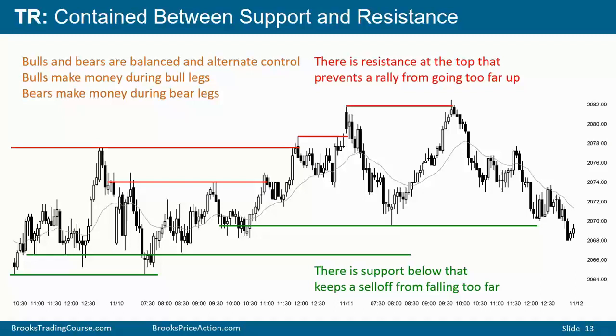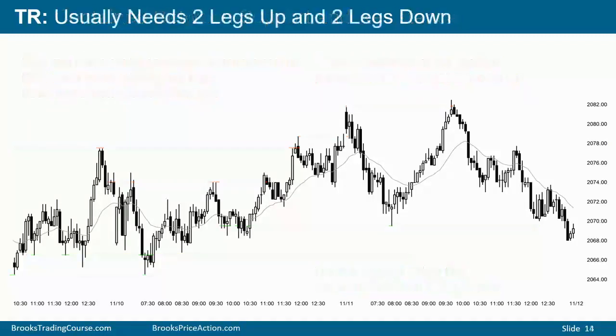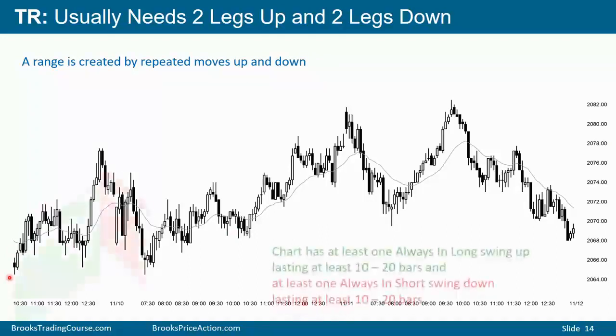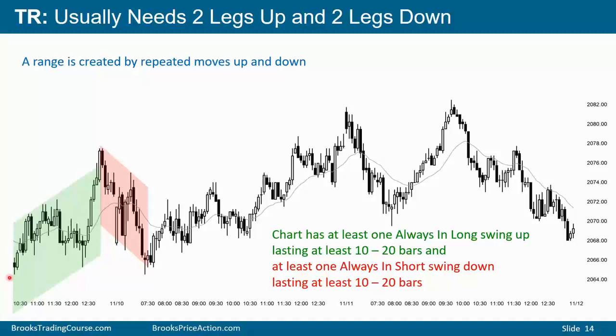When the market's in a trading range, the bulls and bears alternate control. The bulls make money during the bull legs, and the bears make money during the bear legs. A range is simply a market that's mostly sideways with repeated reversals. Usually, a trading range has at least one bull leg lasting 10 or 20 bars or more, and one bear leg lasting 10 or 20 bars. The market's usually always in long and also always in short. You get some kind of big up, big down, big confusion appearance to the chart, and you have to assume the market is probably sideways.